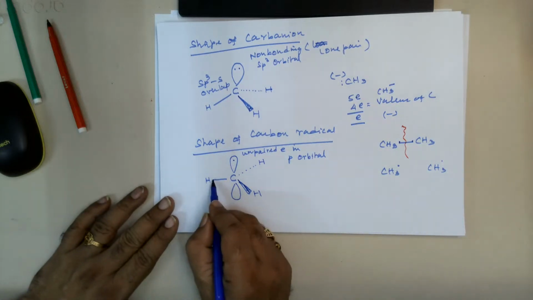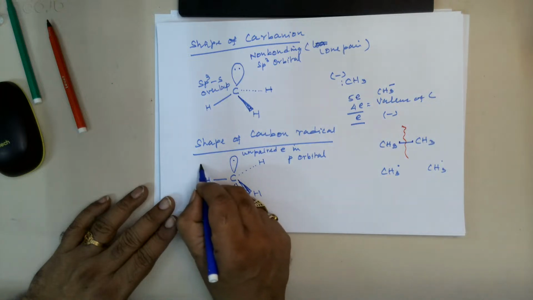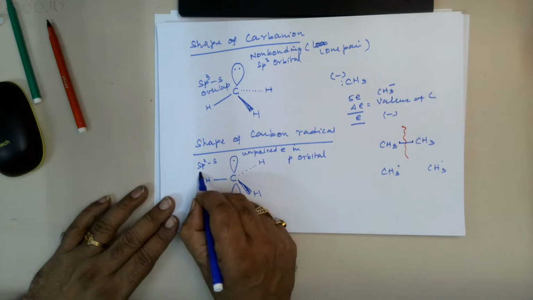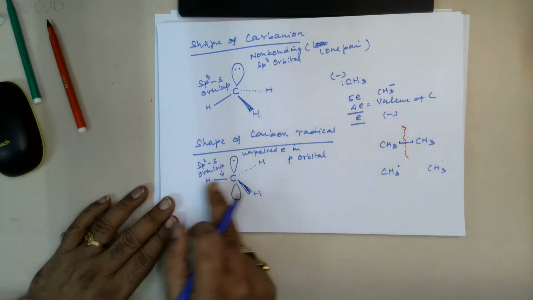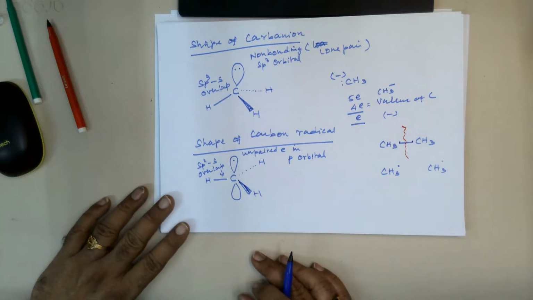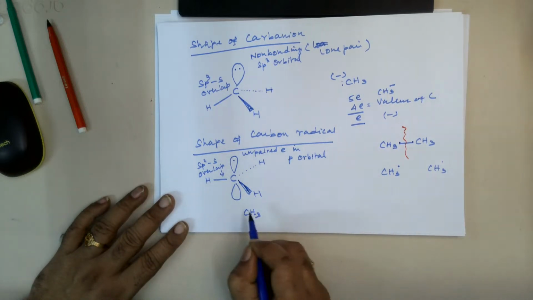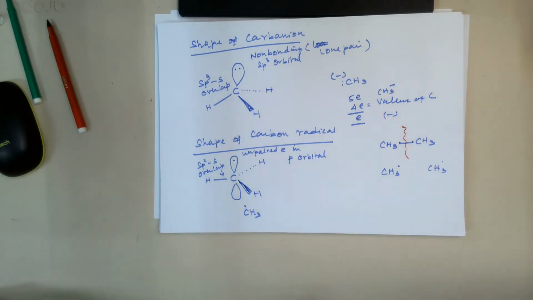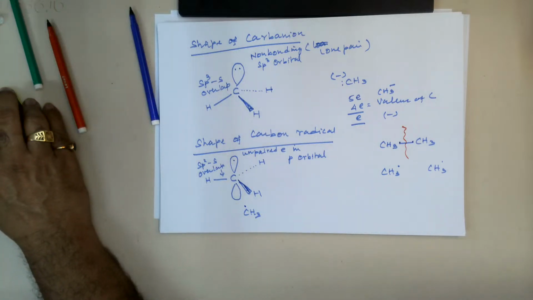So what about this one? This is the s orbital, and this is the sp2 orbital. So this is called sp2 s overlap. This bond is sp2 s overlap. So this is represented as CH3 dot simply. Okay, you can simply put a dot. So this is the shape of the carbon radical.